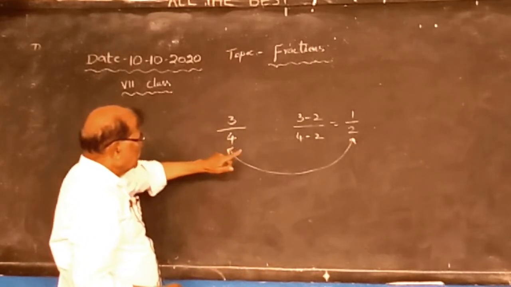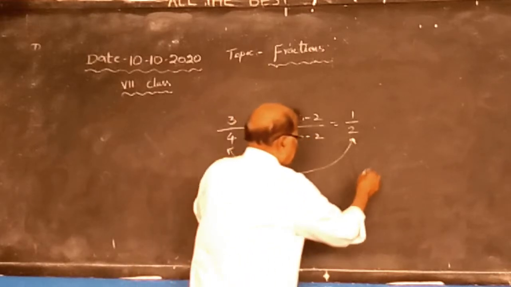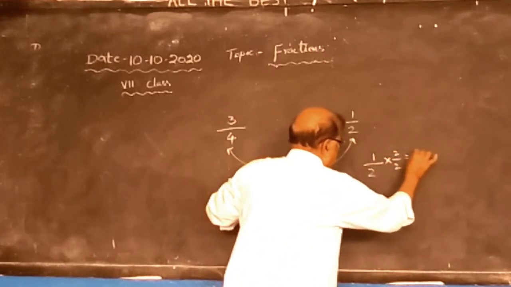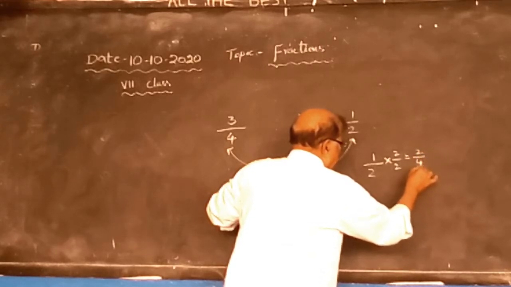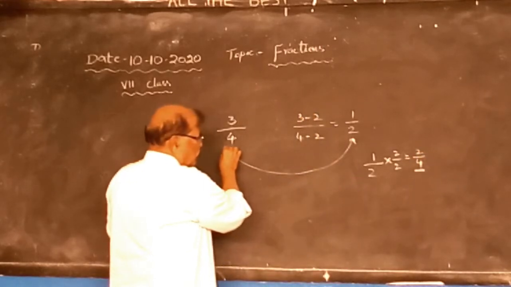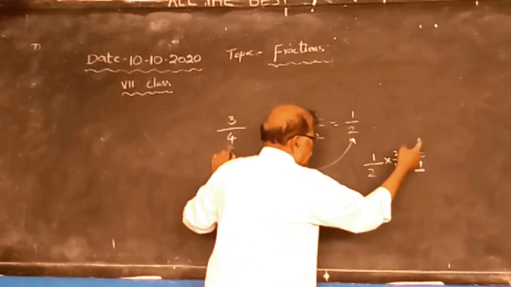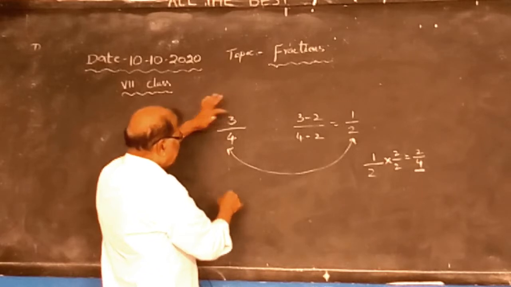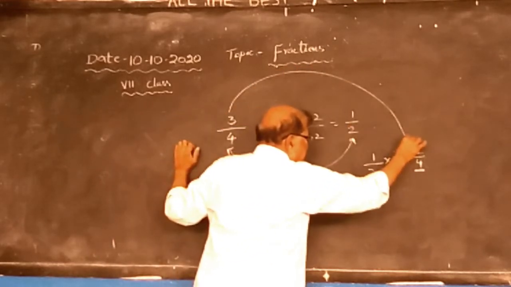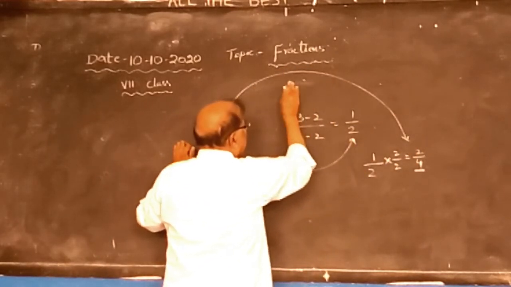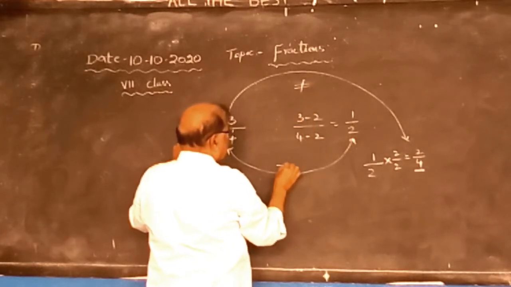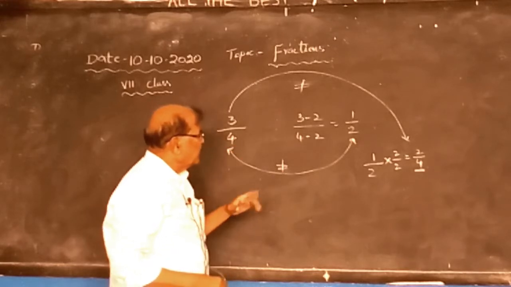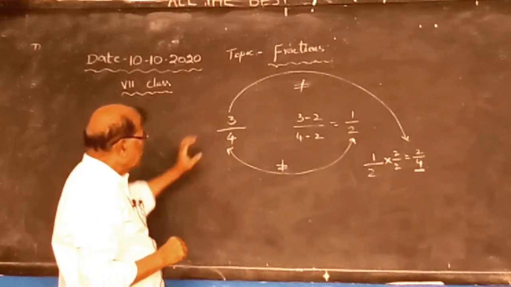Suppose 1 by 2 can be written as 2 by 4. Why did I make it 4? Because the geometry is 4. 4 parts are made, 2 parts are taken. But in this, 4 parts are made, 3 parts are taken. So by any means they are not equal. So the subtraction property does not hold good in fractions.